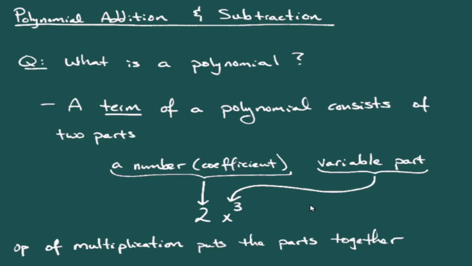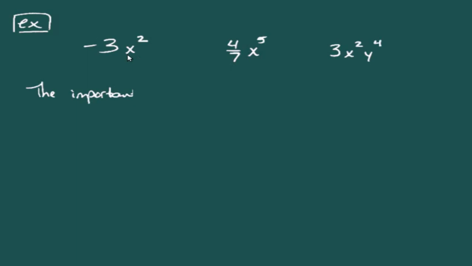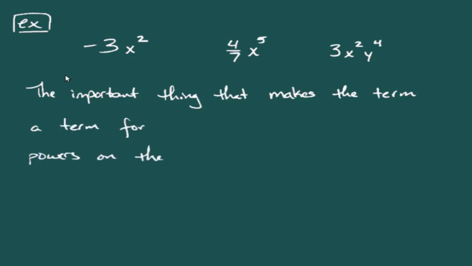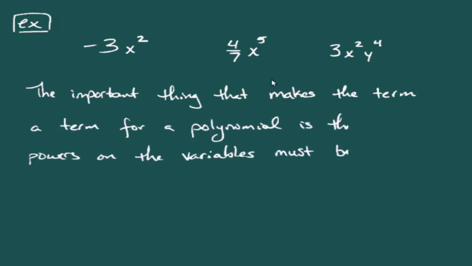So maybe when you see things like a negative 3x to the second power, 4/7 x to the fifth power, 3x squared y to the fourth, you're seeing the number parts, so those are the coefficients. You're seeing the variable parts, and they're raised to powers. And the operation that you're seeing putting those numbers and those letters together is the operation of multiplication.